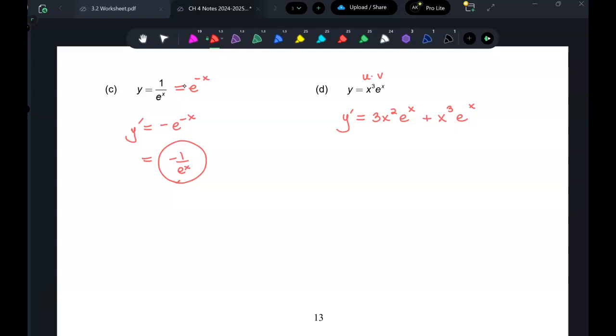Now, we can leave it like this, but eventually when we are going to do applications of derivatives in the next chapter, we are going to want to factor out what we can. So I'm okay with answering it like this, but next chapter, we're going to have to start factoring out a GCF, and then that would be e to the x times 3x squared plus x cubed. Sorry, 3 plus x is what I meant to say.